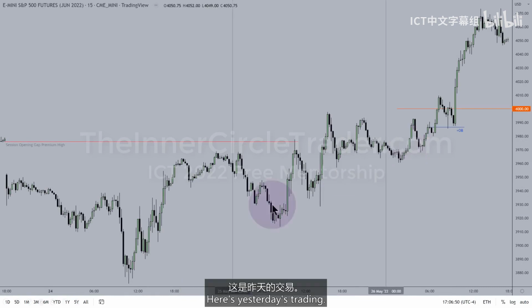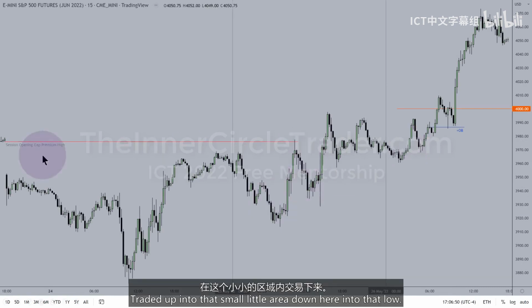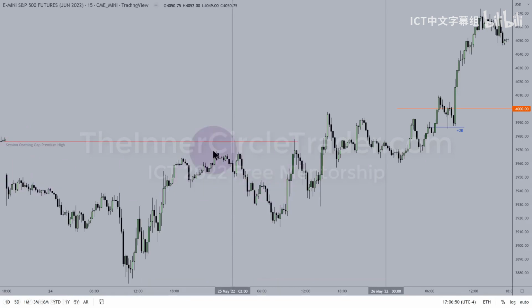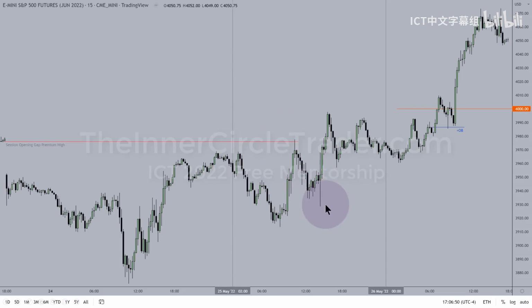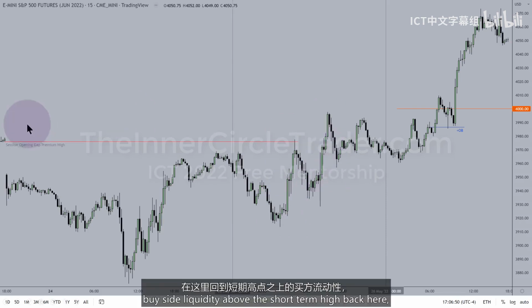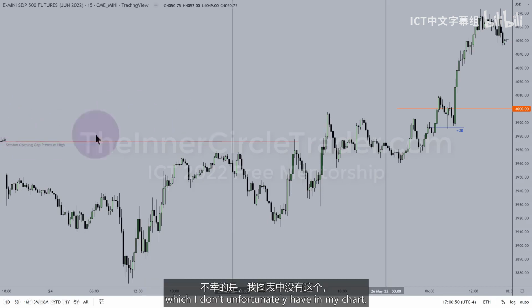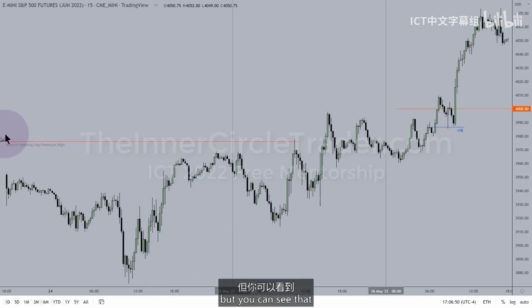So if you take your fib and you run it across this candle to 50% level, all right, here's the 50-minute time frame. Here's yesterday's trading. Traded up into that small little area down here, into that low. I mentioned that was going to be a likely candidate for upside relative equal highs as well. We traded back down into a fair value gap, optimal trade entry. Rallies up, takes out buy side liquidity above the short-term high back here, which I don't unfortunately have in my chart, but you can see that on your own 50-minute time frame.